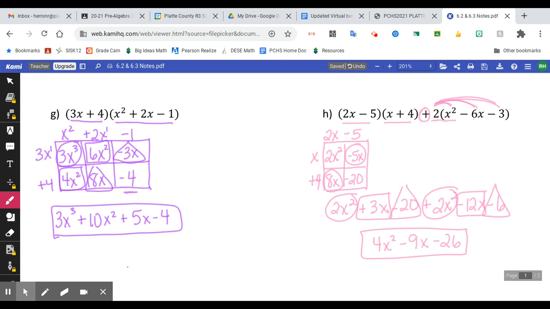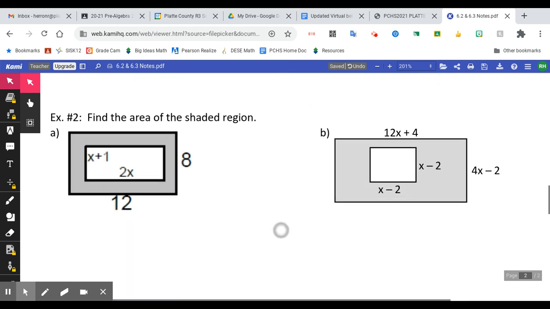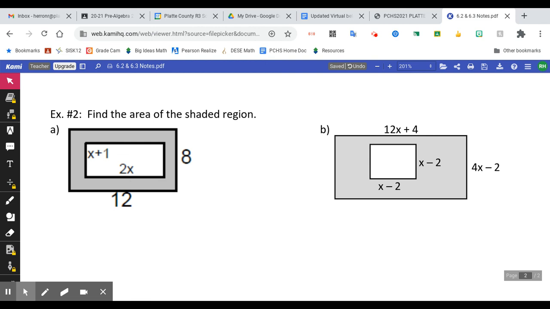Okay? All right, multiplying using the box. Hopefully that makes a little bit of sense there. Now, the back side is where we're going to put everything together. So we've got some word problems. We're talking about finding the shaded area. Okay? So the area of the part that's actually shaded in.